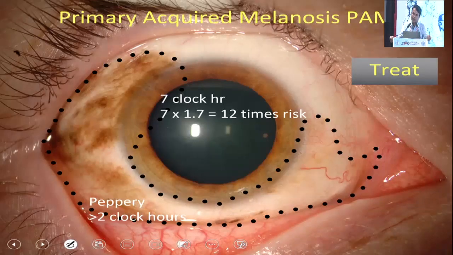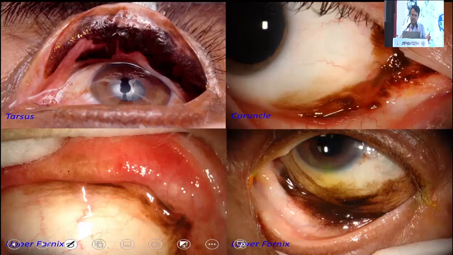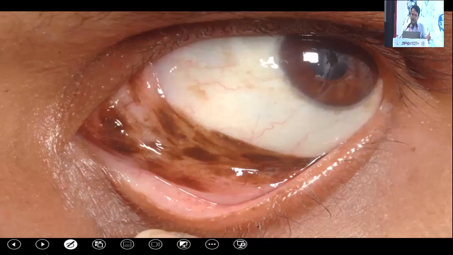You excise all the involved conjunctiva and do cryotherapy to the excision edge. Or if it is very extensive, then you do map biopsy of the conjunctiva, find out which areas have atypical nature and excise only that, or use topical mitomycin C. These are the treatment options. These are all various extents of PAM which you should be looking for.